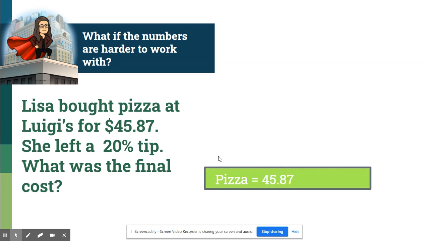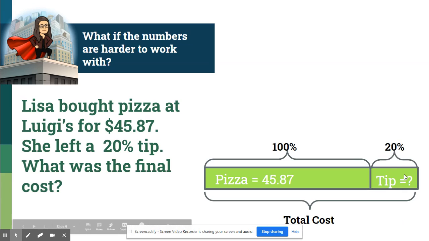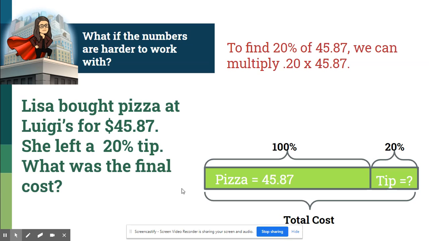So we're going to use this thing called a tape diagram. Our pizza, we know, costs that much. We know a tip is in addition to the pizza. It's a percent of the pizza that you add back together to get the total cost. We also know that the pizza then is the original price, 100%. And the tip is 20 more percent than the 100. And so all we need to do is figure out how much 20% is.